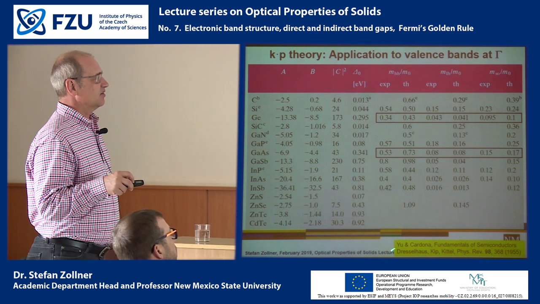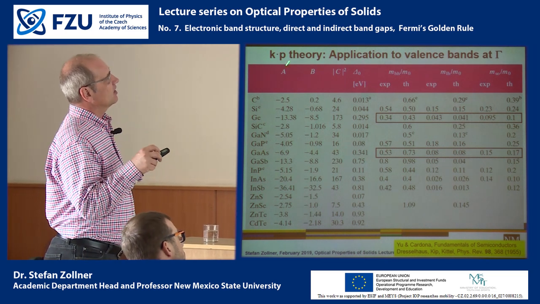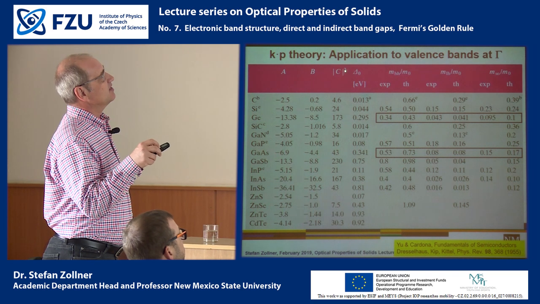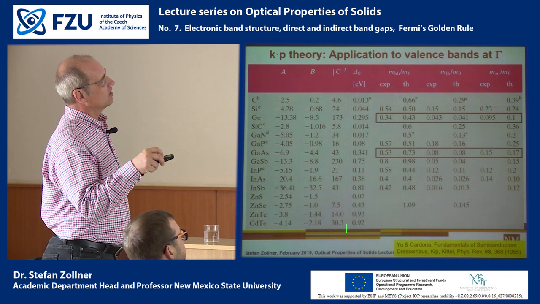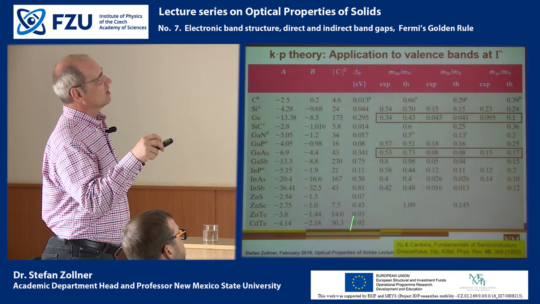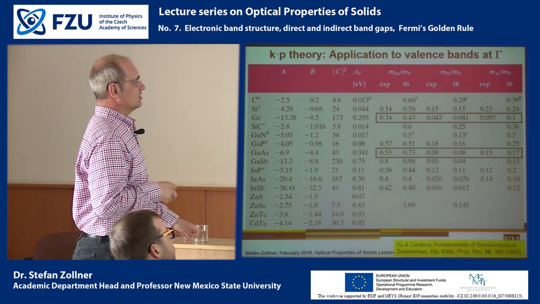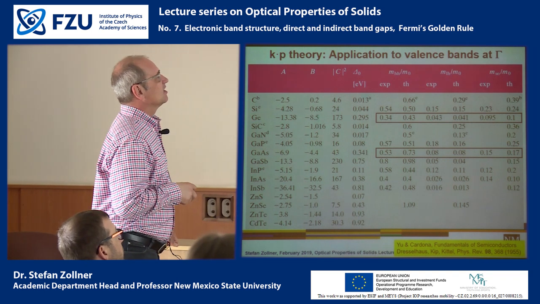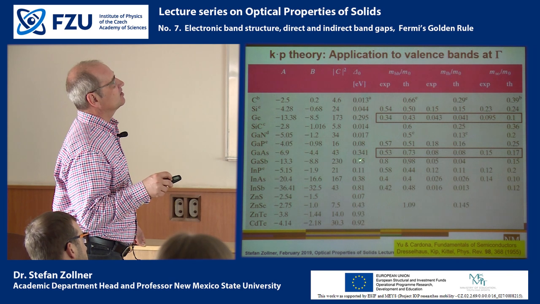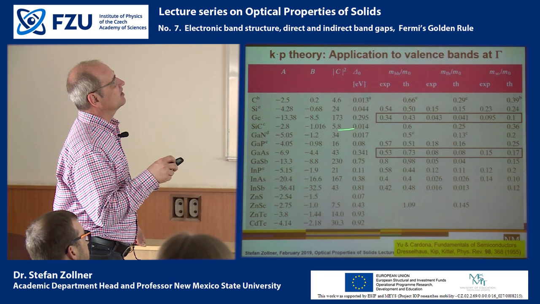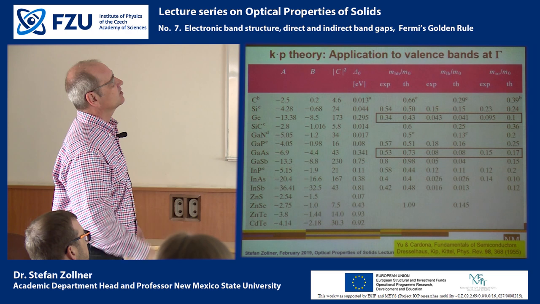Here in the table in Yu and Cardona, you see the parameters A, B, and C squared listed for a variety of semiconductors along with the spin orbit splitting for these materials. And you see that the spin orbit splitting is very large in antimonides and very small in light materials like silicon or carbon.